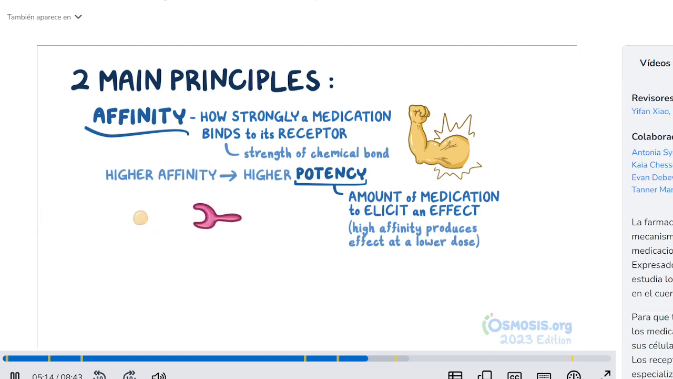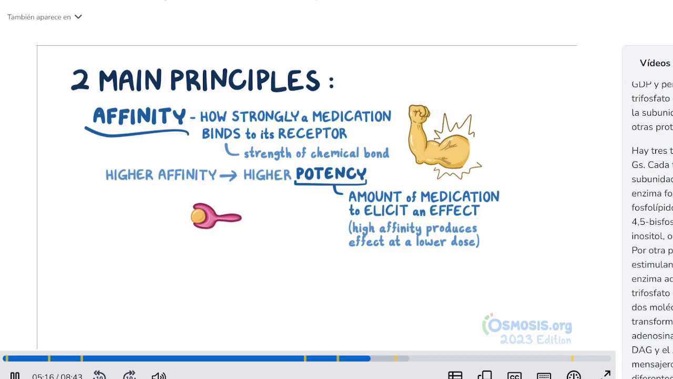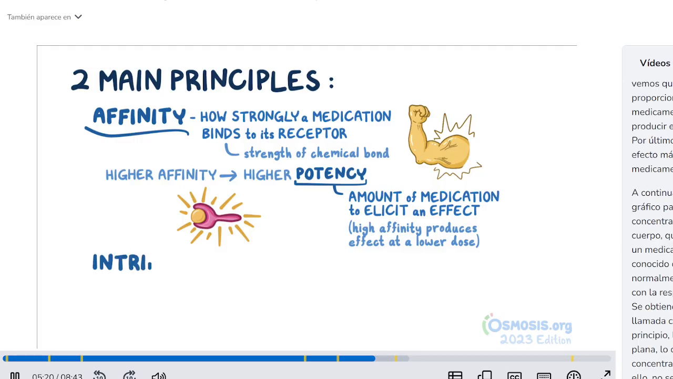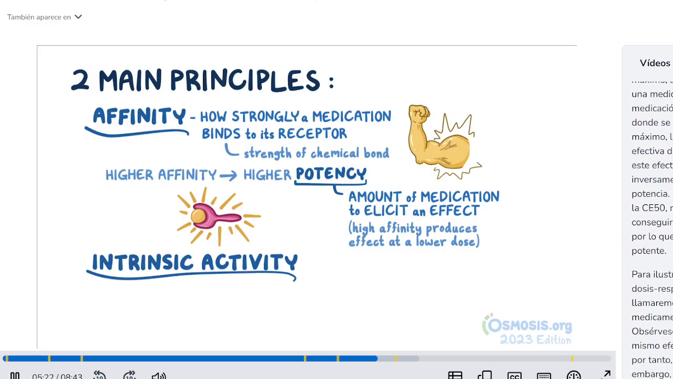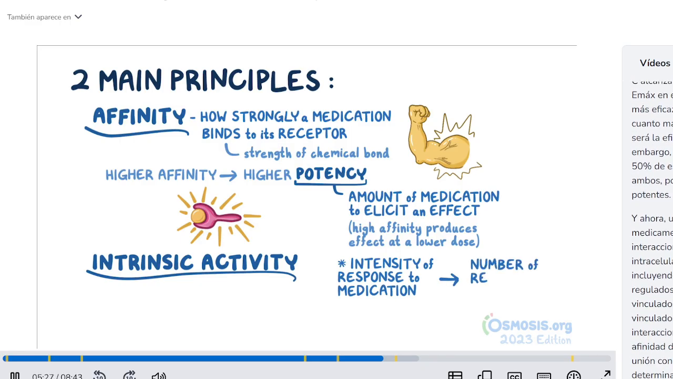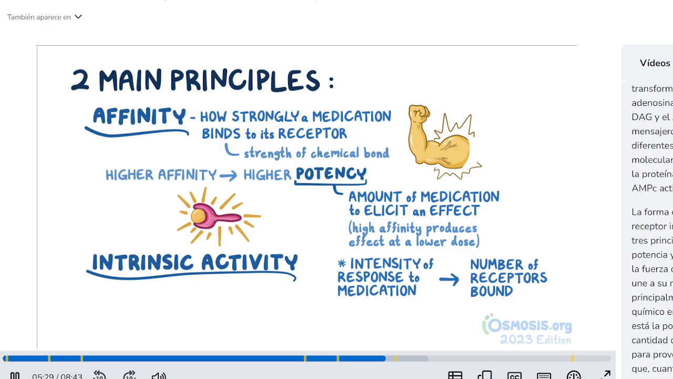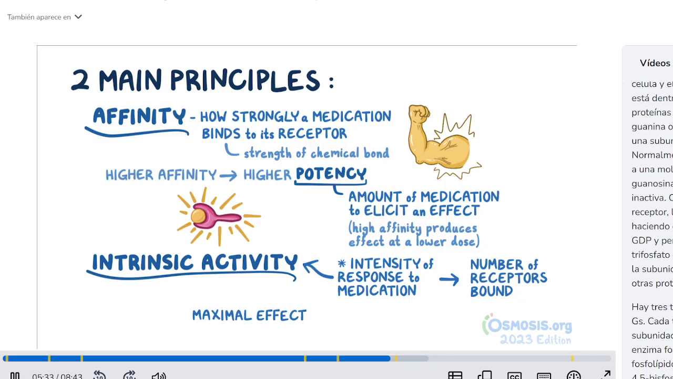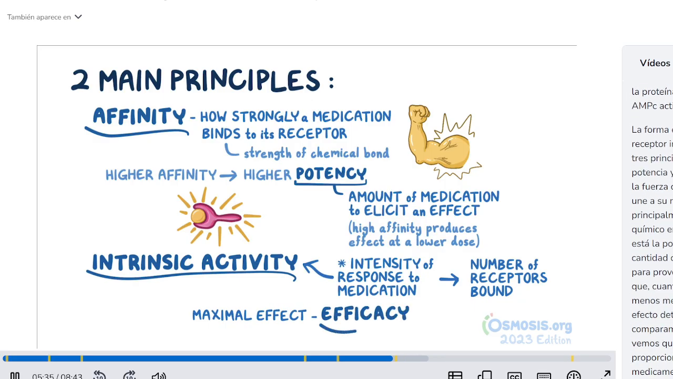After the medication binds to its receptor, it must also be able to activate that receptor. This ability is known as intrinsic activity. Ultimately, the intensity of response to the medication depends on both the number of receptors bound to the medication as well as its intrinsic activity. The maximal effect the medication can produce is called the efficacy.